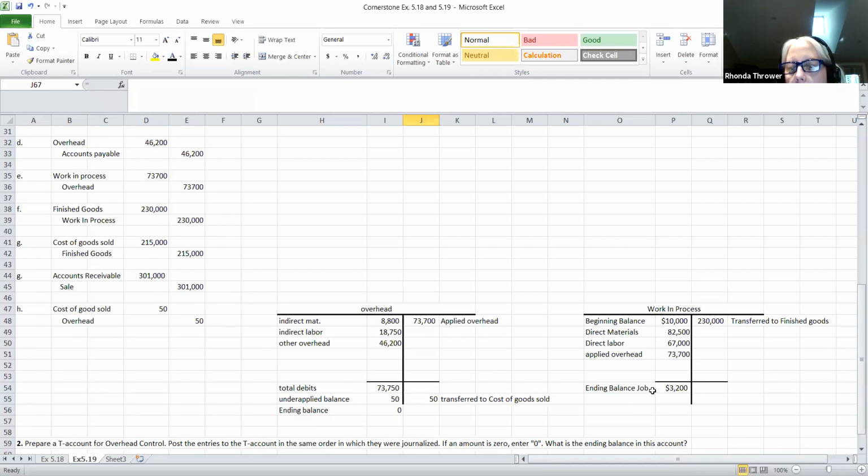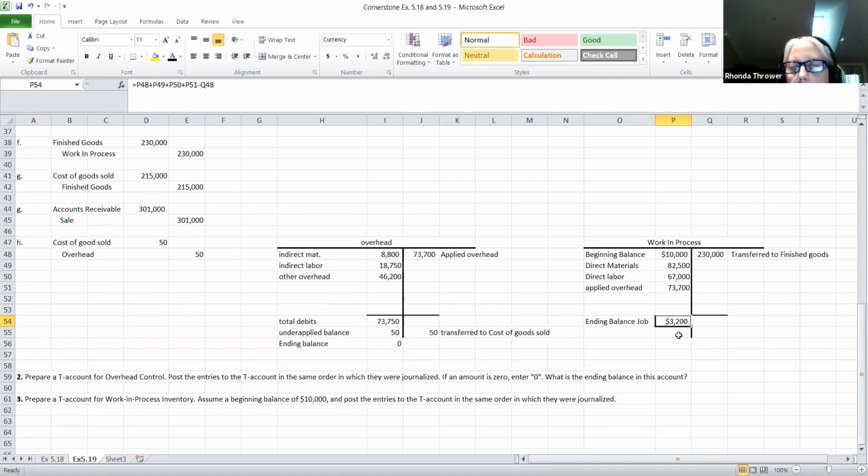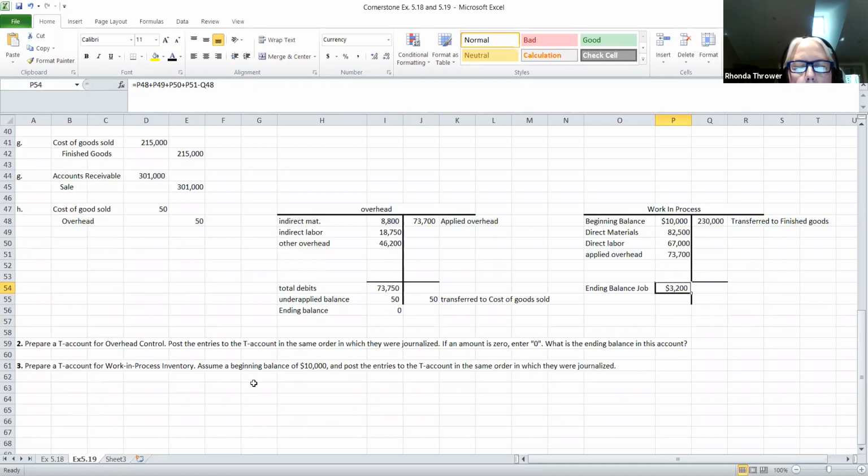What you have left is a remaining balance. That's the ending balance for the jobs. They didn't tell us what jobs we were working on in this case, but the ending balance is $3,200. And that's all that they wanted you to do for exercise 5.9.